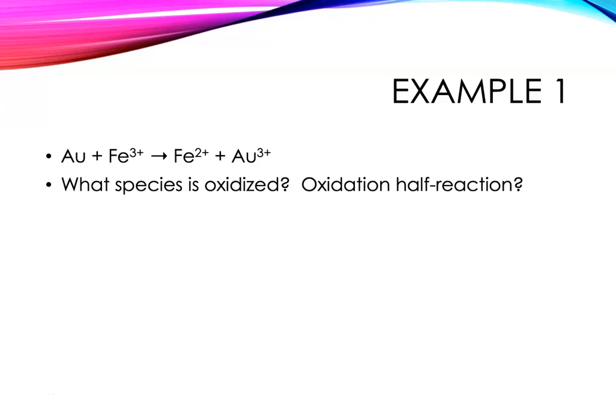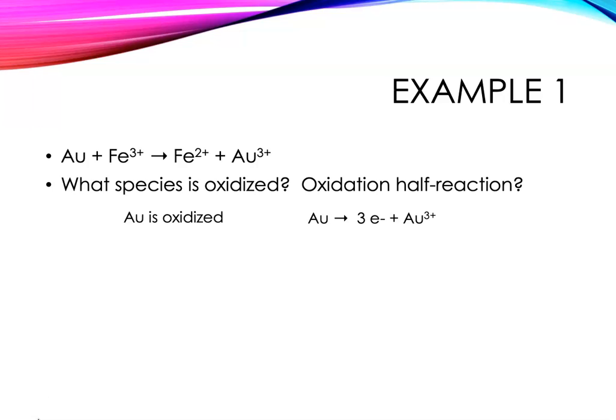Let's start by deciding what species is oxidized. So we have this unbalanced net ionic equation. So I'm leaving out the spectator ions. And the first question we should ask ourselves is what species is getting oxidized? And what's the oxidation half reaction? Since gold is going from an oxidation number of 0 to an oxidation number of +3, the gold is oxidized, and our oxidation half reaction involves the loss of 3 electrons. So Au losing 3 electrons to make a gold ion with a +3 charge.